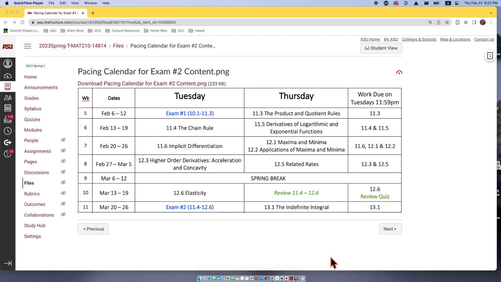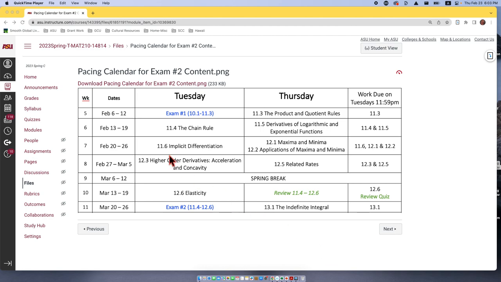Elasticity uses some of these, and it's a business concept. I believe most of you, or some of you at least, will have had some experience with the concept of elastic demand and elastic supply. All we're going to do is look at a formula that we use calculus to calculate those things. And then we'll have some review in our exam. Okay, any questions as we move forward?